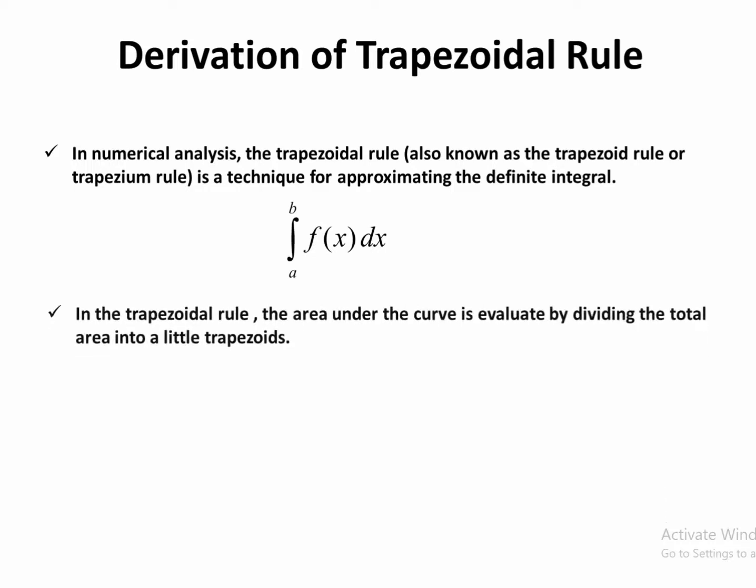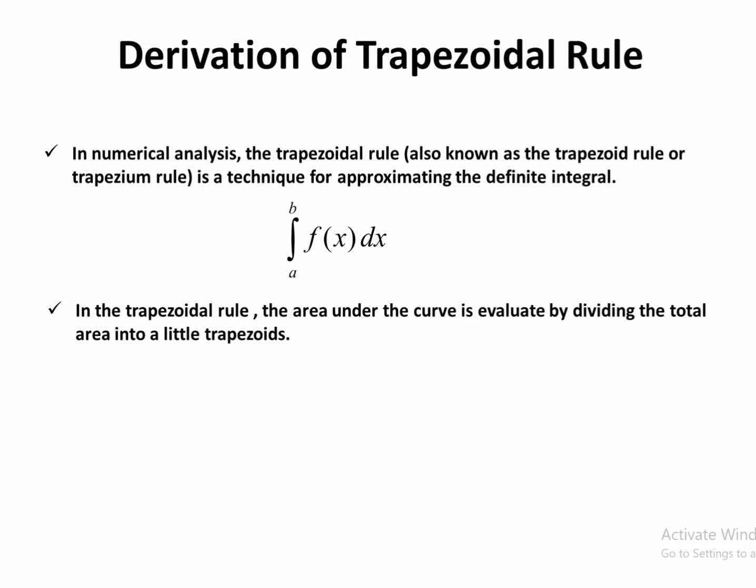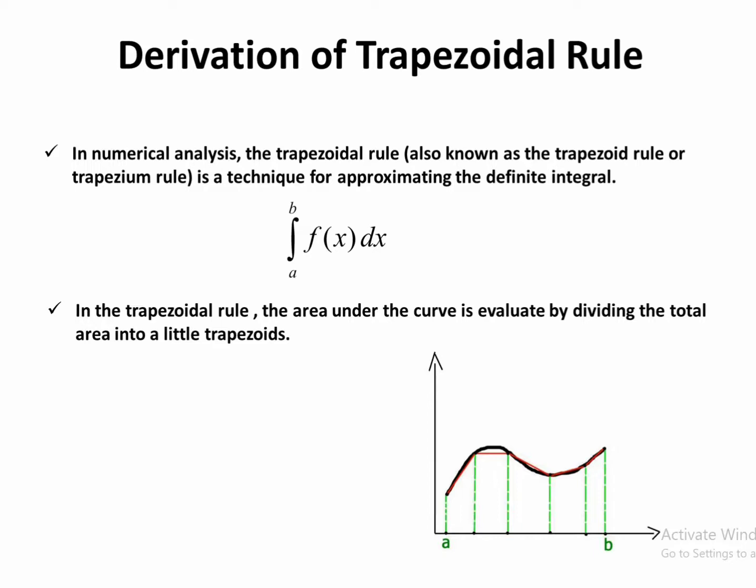The trapezoidal rule is also called the trapezium rule, in which the area under the curve is divided into little trapezoids. You can see here in the figure. To find the width of the strip, h is equal to (b minus a) upon n. For example, if the limit a to b is 0 to 12 and the number of intervals is 6, then the width of the strip is h is equal to (12 minus 0) upon 6, which is equal to 2.